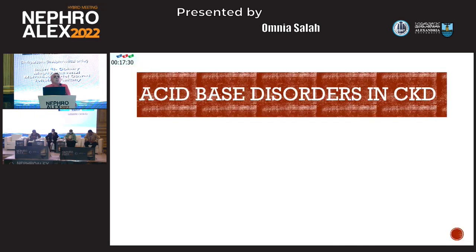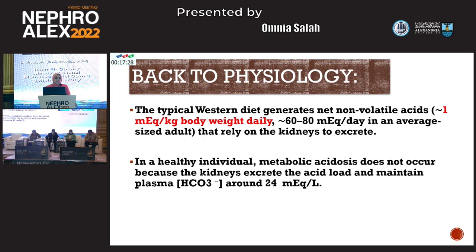What about the acid-base disorders that happen in chronic kidney disease? We have to go back to some physiology. The typical Western diet generates net non-volatile acids of around 1 milliequivalent per kg per day. That's around 60 to 80 milliequivalents daily. These acids rely on the kidneys to excrete them.